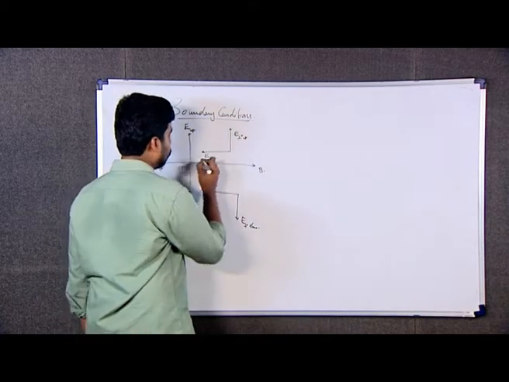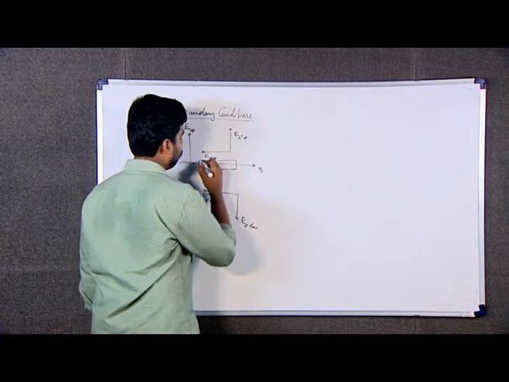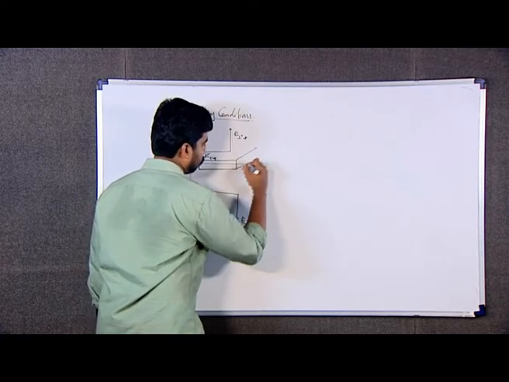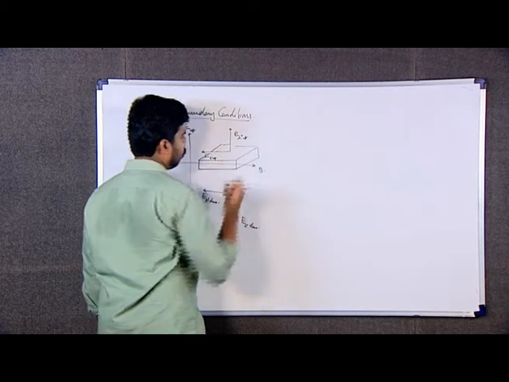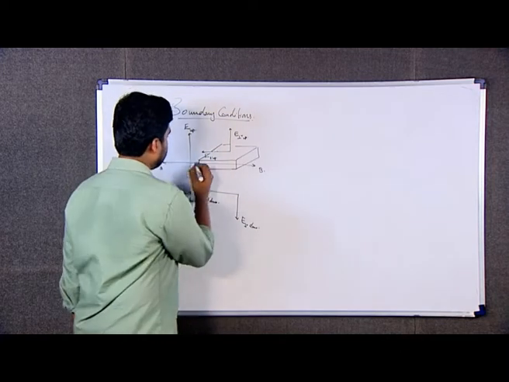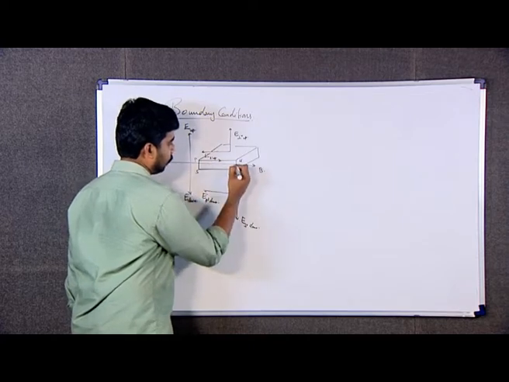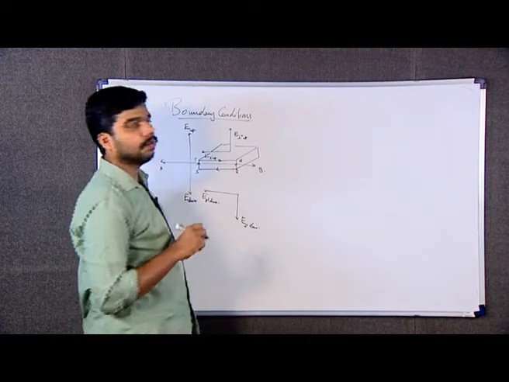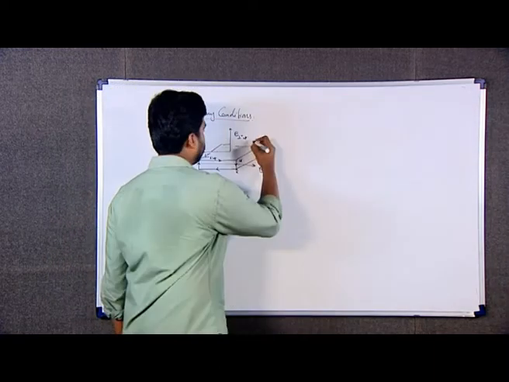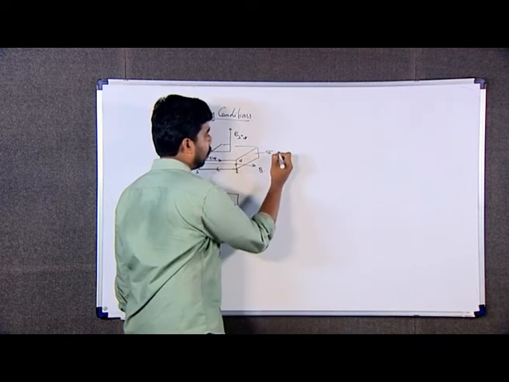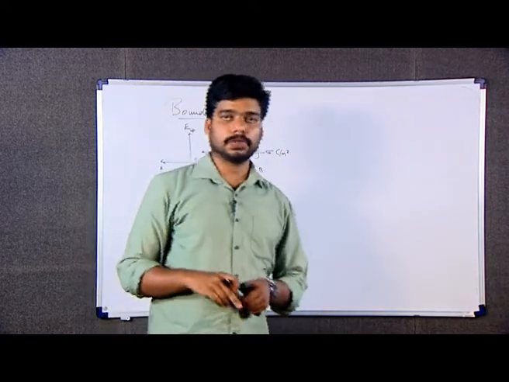How will you choose this parallel or perpendicular component? For that, you should consider a Gaussian pillbox. With respect to this pillbox, we will talk about this boundary condition. I am naming it P, Q, R, S, and this pillbox has a surface charge density of sigma coulomb per meter square.